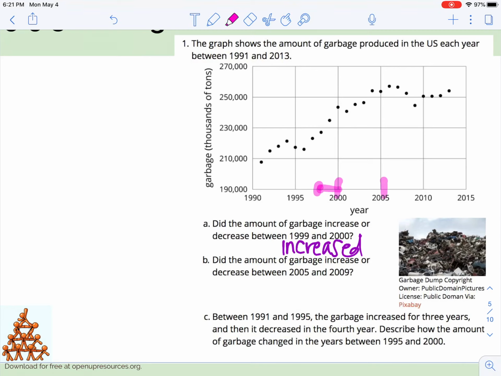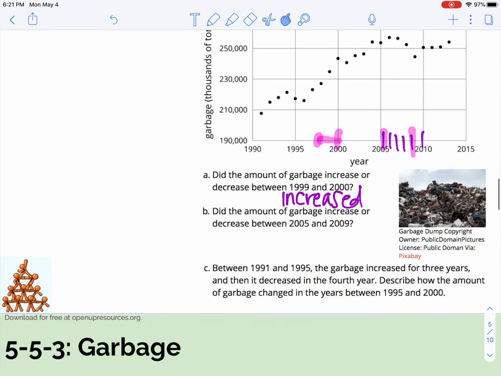So 2005 to 2009. If you're having a hard time imagining like 2005, 2006, 7, 8, 9, 10, you can kind of break it up like that. So you could say, okay, that's 2005, that's 6, that's 7, that's 8, that's 9. So from that highlight to that highlight, what happened? Did it increase or did it decrease? And you guys can look at that, figure it out.